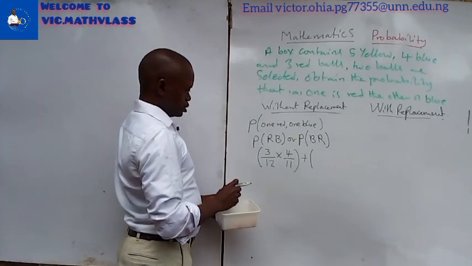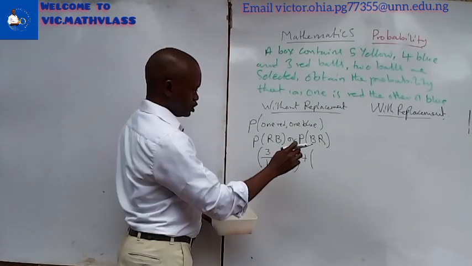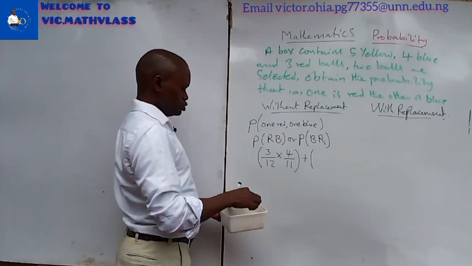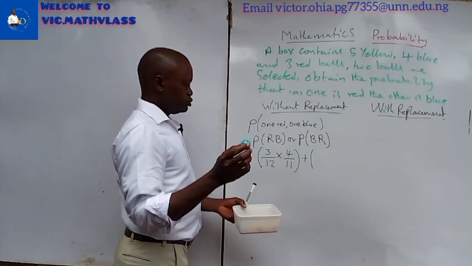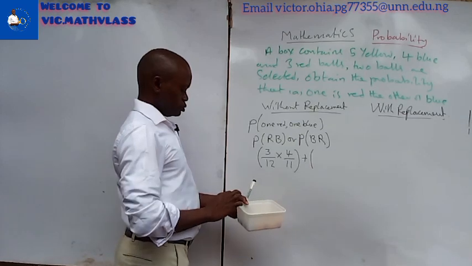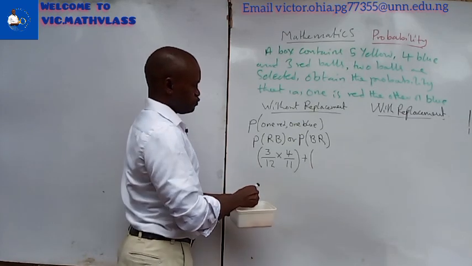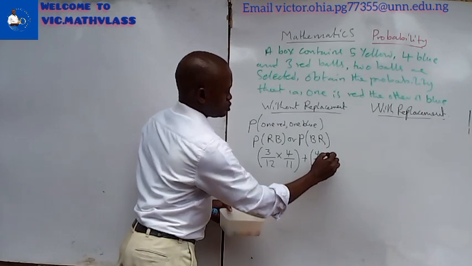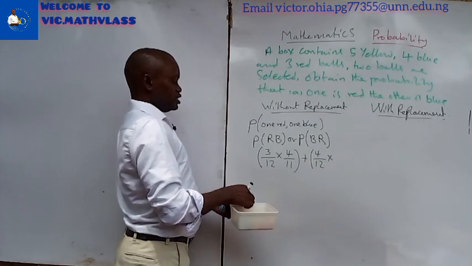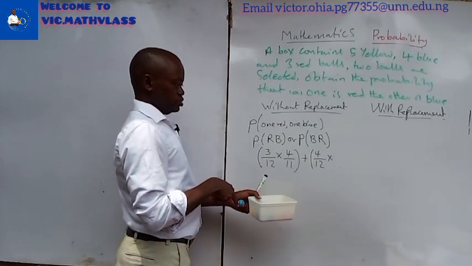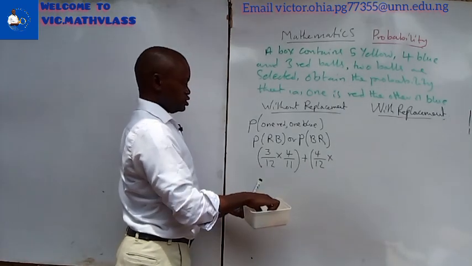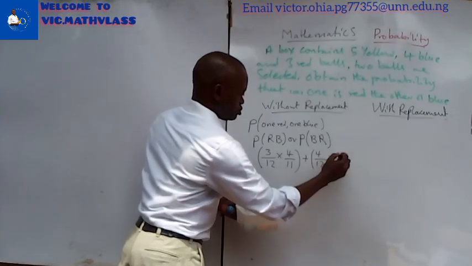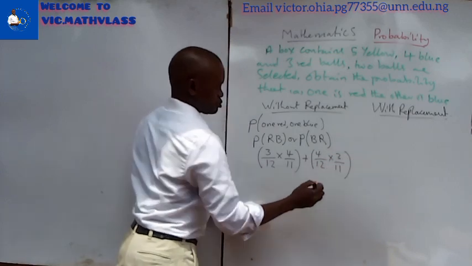So if the first selection is blue, I'm returning this now. If the first selection is blue, the probability of blue being the first selection is going to be the number of blue, which is 4 over 12. Now you realize there is no replacement. So the second selection, which is red, will be the number of red over the sample space. This is going to be 3 over 11.